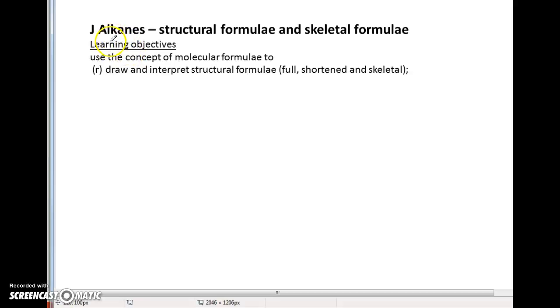Okay, in this flip learning task we're going to be learning about alkanes and different ways to draw them. We'll be learning about full structural formulae and skeletal formulae. By the end of the task you should be able to draw and interpret structural formulae in three different ways: full structural formulae, shortened structural formulae and skeletal formulae.